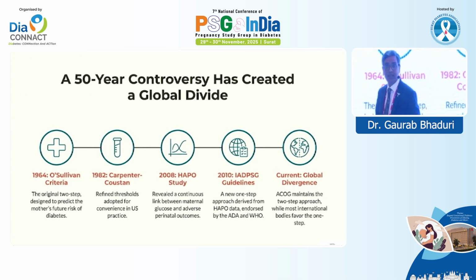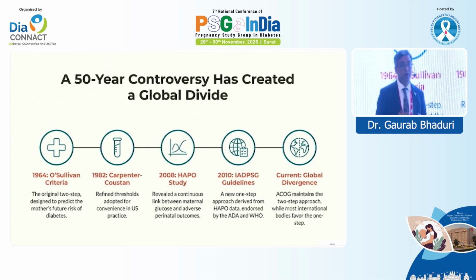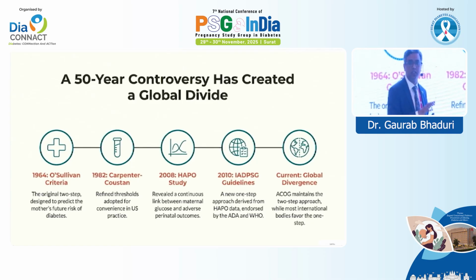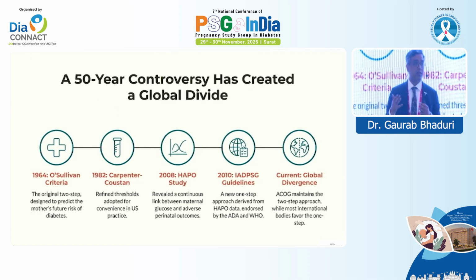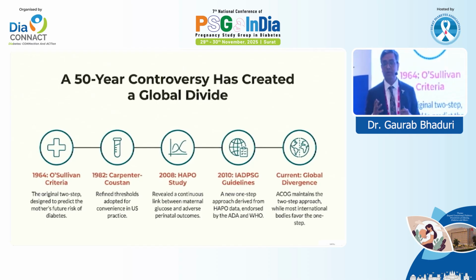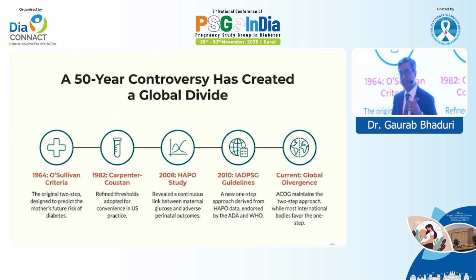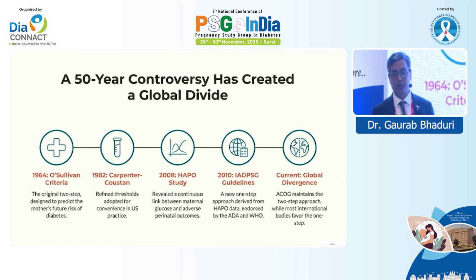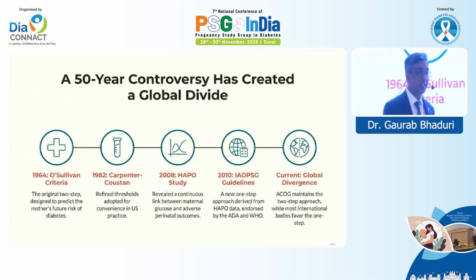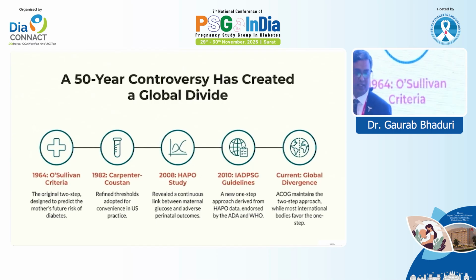In 2008, the landmark HAPO study results came out. About 23,000 women were involved in that study, and it revealed a continuous link between maternal glucose and adverse perinatal outcomes. Based on these study results, in 2010, the IADPSG came up with its guideline. The one-step approach was basically born from this HAPO data, and it was very soon endorsed by the ADA and the WHO. The current global divergence still exists because ACOG still maintains the two-step procedure, whereas most of the international bodies across the world are in favor of the one-step.